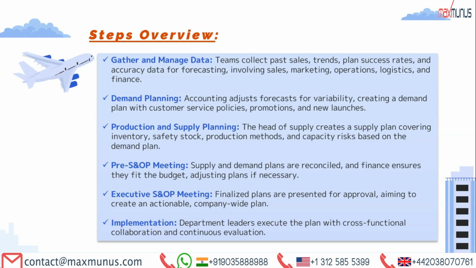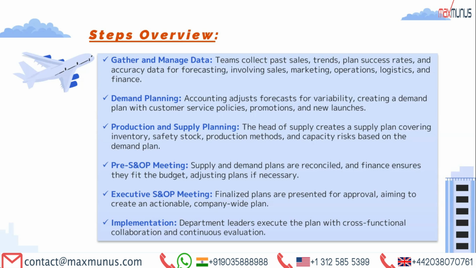Production and supply planning. The head of supply creates a supply plan covering inventory, safety stock, production methods and capacity risk based on the demand plan. Pre-sales and operation planning meeting. Supply and demand plans are reconciled and finance ensures they fit the budget, adjusting plans if necessary.